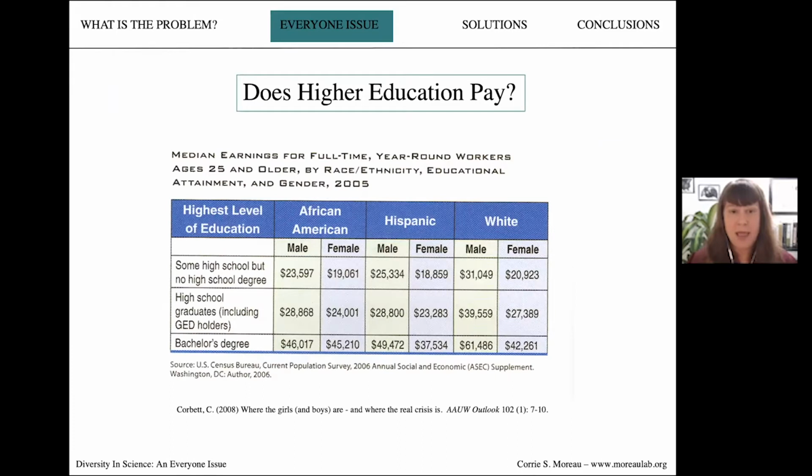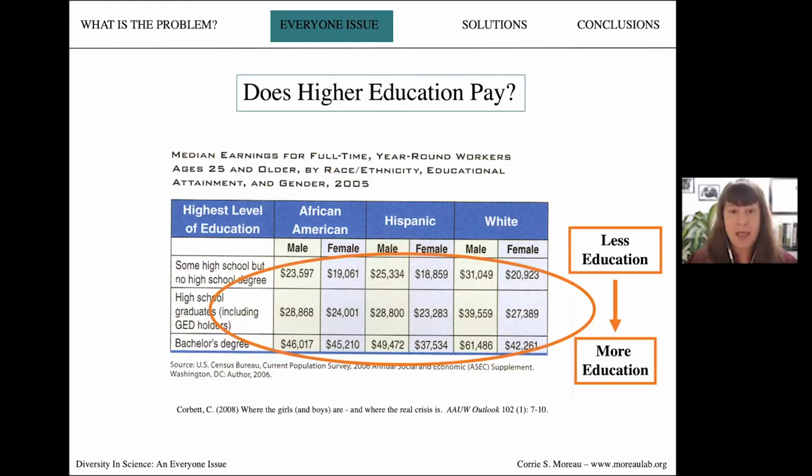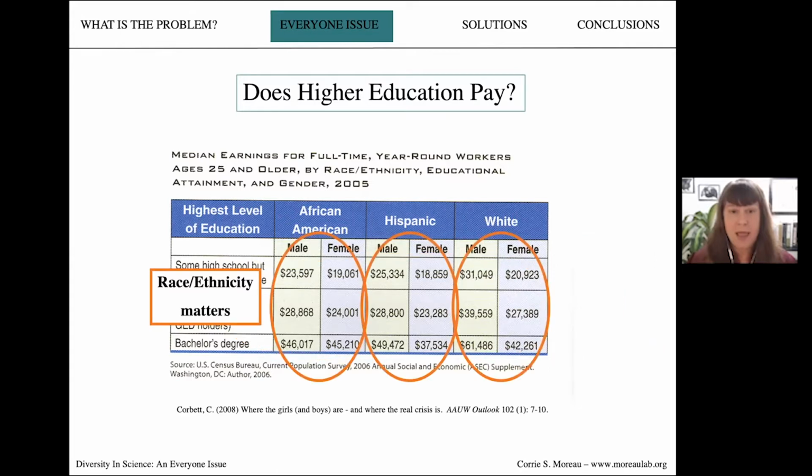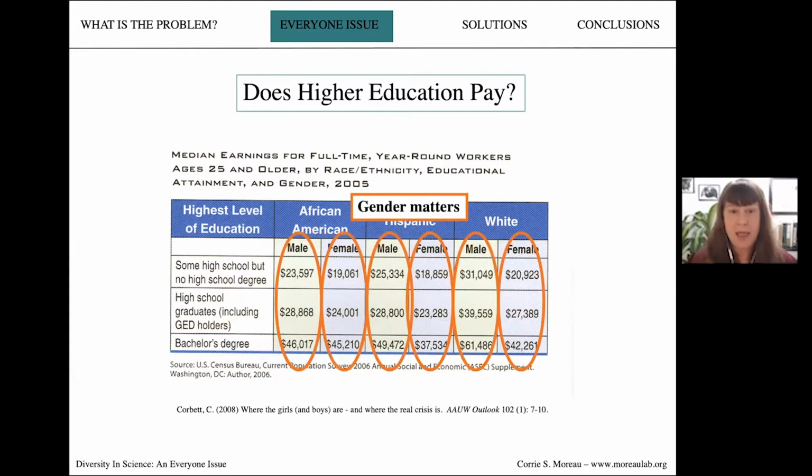Now, one of the things we also know is that, of course, higher education has a big impact on how much you make. And maybe it's not surprising that the more education you have, the higher your pay. But it also plays out by race and ethnicity. If you're not white, you're less likely to make as much. And again, gender matters. In all cases, females are making less than their male counterparts in their ethnic groups.